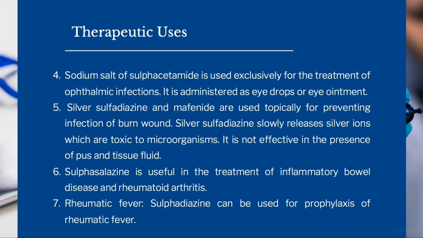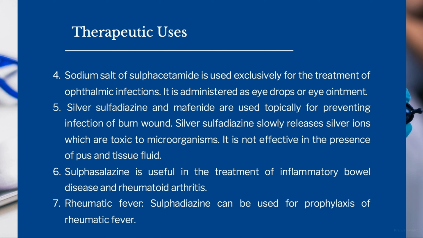Silver sulfadiazine and mafenide are used topically for preventing infection of burn wound. Silver sulfadiazine slowly releases silver ions which are toxic to the microorganisms. It is not effective in the presence of pus and tissue fluid.